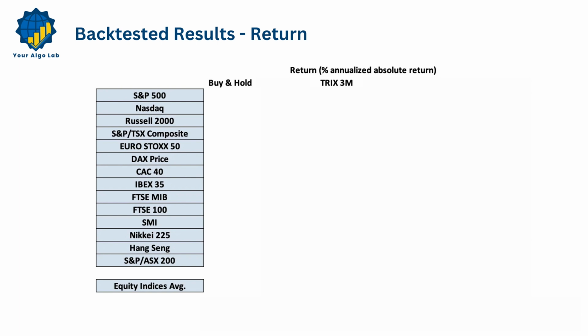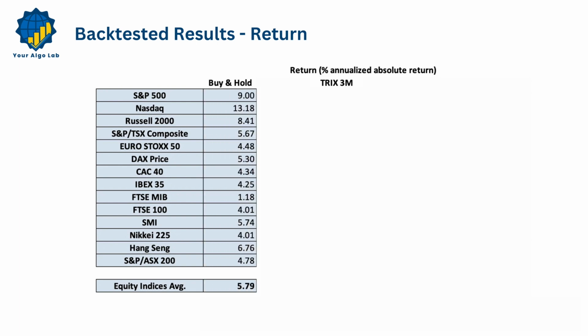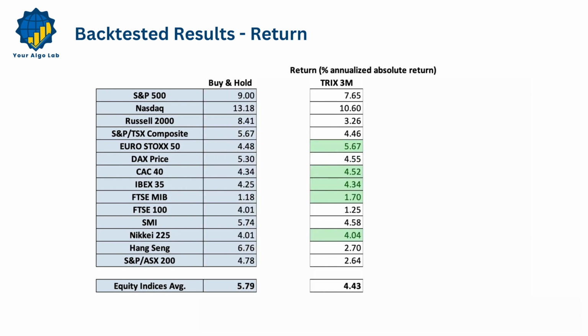Returning to our TRIX strategy, we have already implemented our benchmark buy and hold strategy and the 3-month TRIX strategy. Here we focus on their annualized returns, highlighting where our strategy outperformed the benchmark for clarity. For our TRIX strategy, we have only one parameter to consider, the TRIX exponential smoothing window.